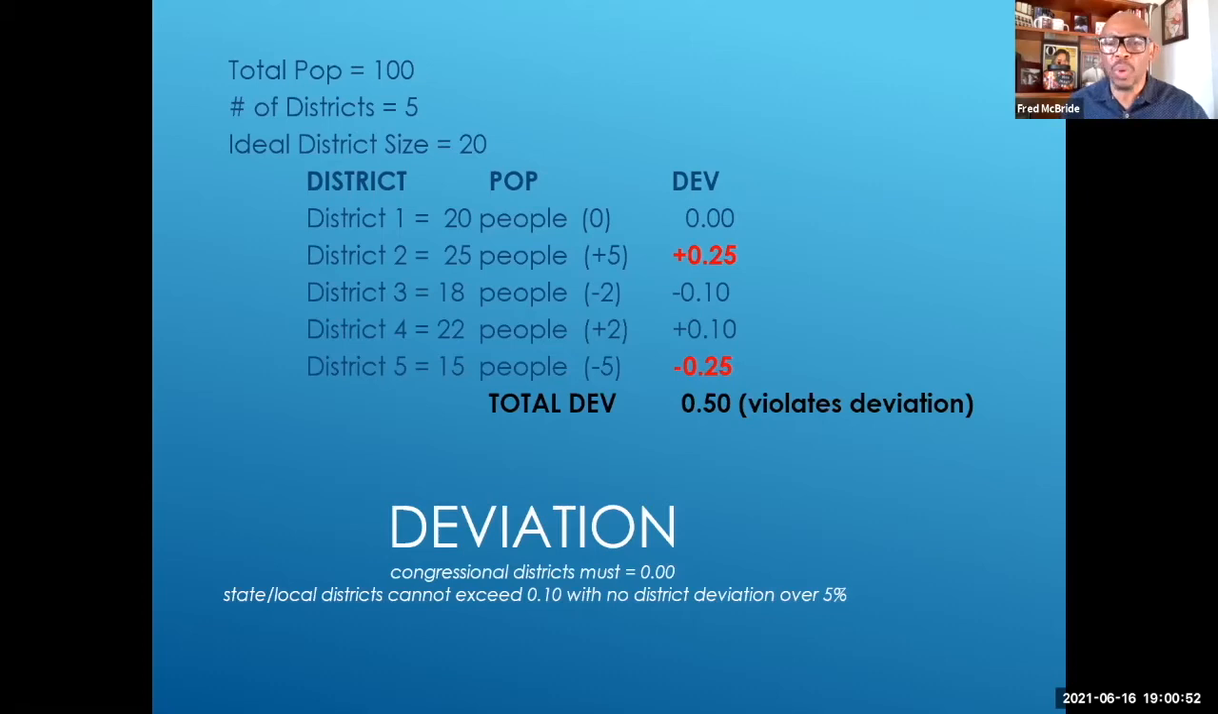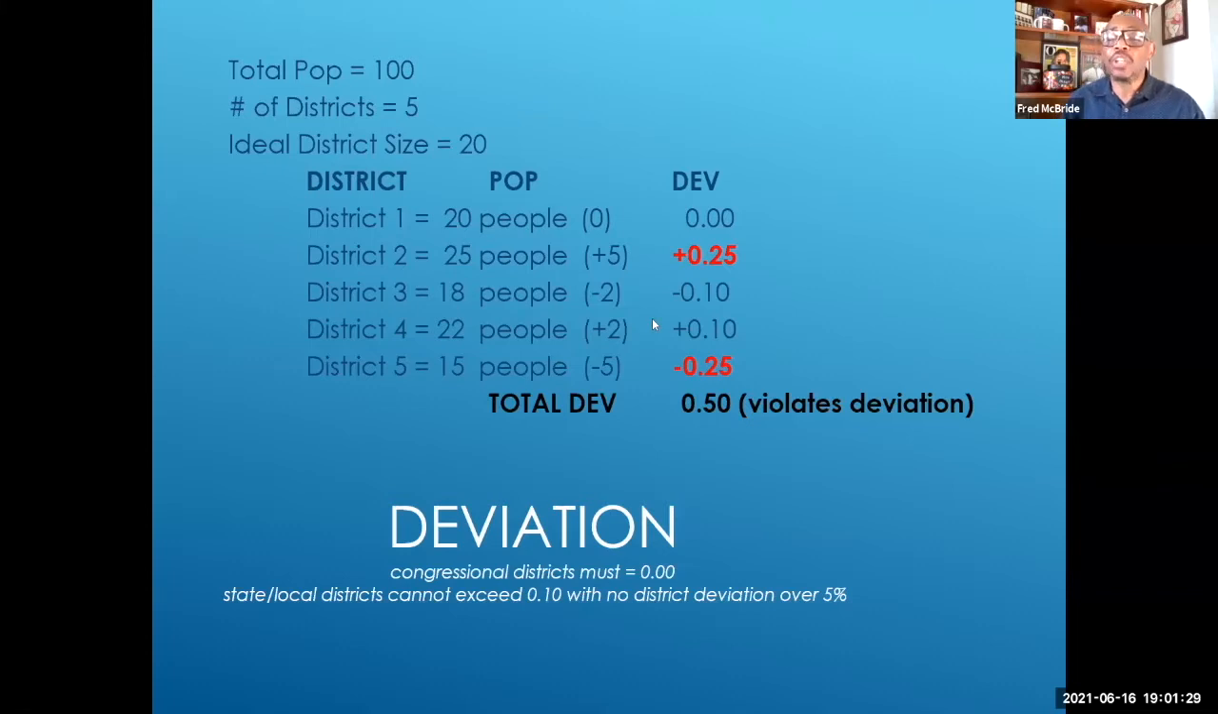But what if we don't draw it that way? We draw District 1 with 20 people, that's perfect deviation. Those zeros are perfect deviation. But District 2 has 5 extra people over that 20 ideal district size. We divide that 5 by the ideal district size, and you get that they are 25% over. That's too high. Remember, I said the difference between districts has to be 5%, not 25%. And you see the differences in District 3, District 4, District 5.